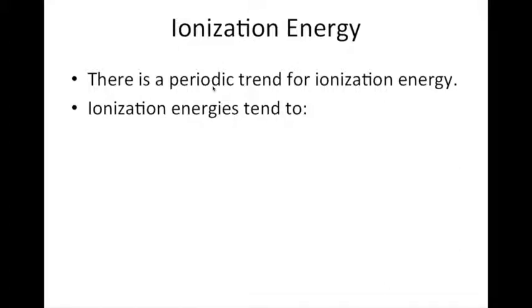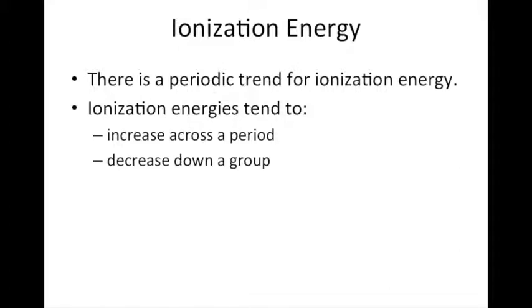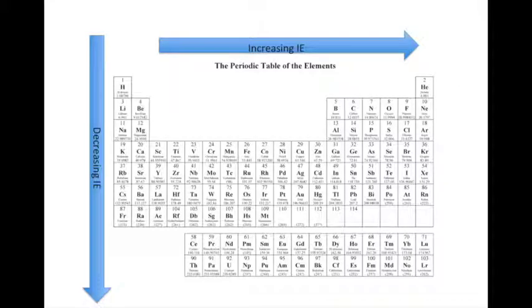The ionization energy tends to increase across a periodic table. It tends to decrease as we move down a group on the periodic table, and it decreases when we start a new period. So you can see, if this is my periodic table, the ionization energy tends to increase from left to right across a period. Now, as we'll discuss later, there are some exceptions to this. We'll discuss this in a different video.